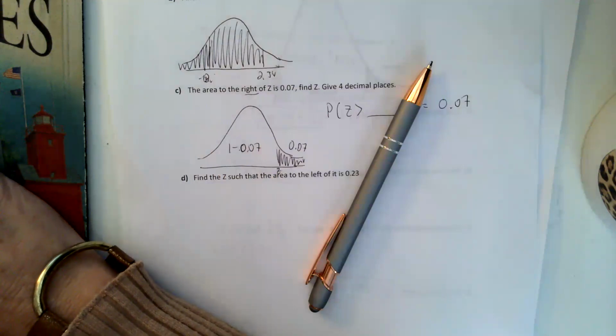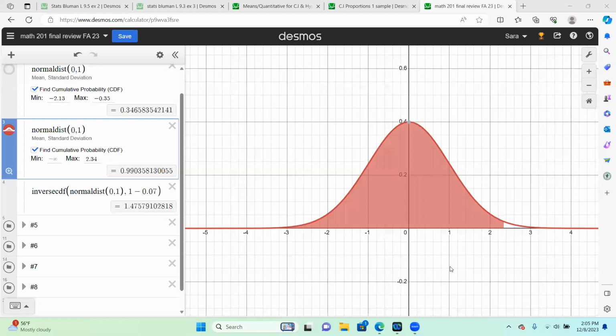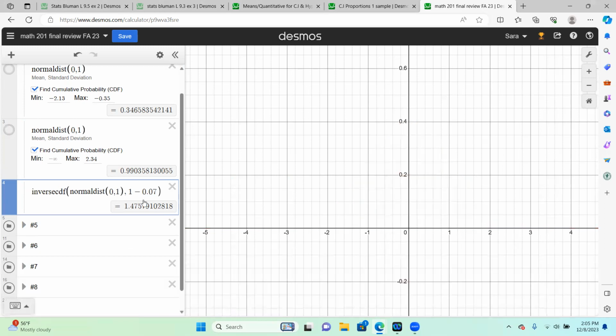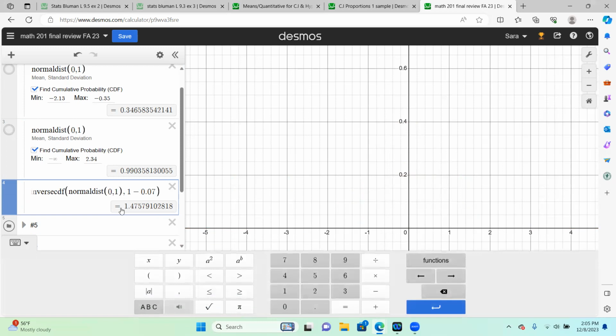I'm going to show you what that looks like when we type that in. It's right here in this line that's highlighted. It's the inverse CDF, because we're inversing our probability. So we're doing the inverse of the normal distribution. And we did 1 minus 0.07. And so our Z-score is positive, which would make sense because our picture is on the right. And so that Z is equal to 1.456. I'm sorry, 1.476.